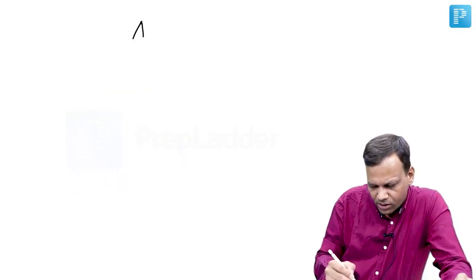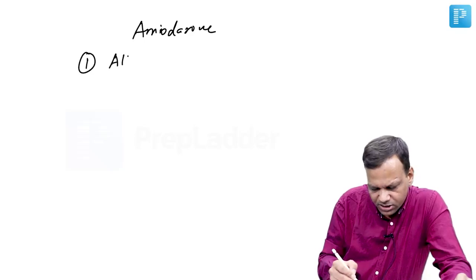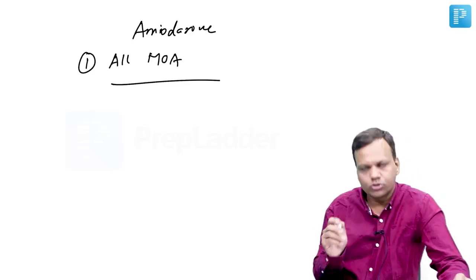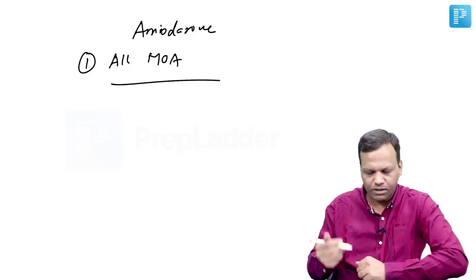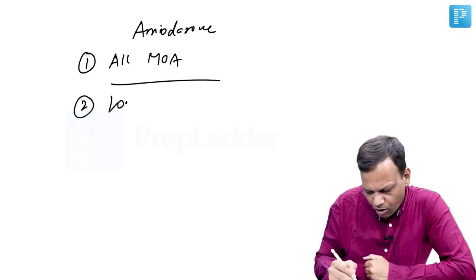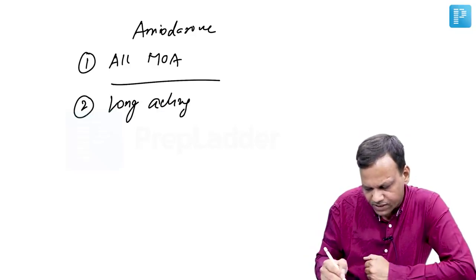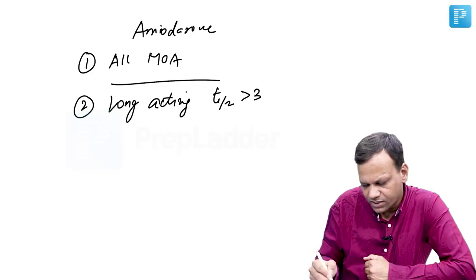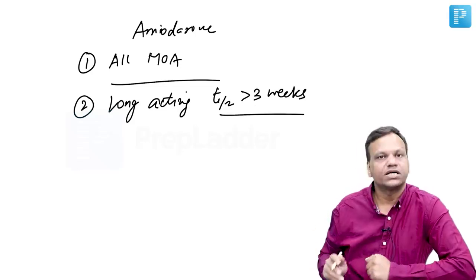The important points about amiodarone to remember: number one, it has all mechanisms of action. That means it is not only a sodium blocker but also a potassium blocker, calcium blocker, and beta blocker. Second, amiodarone is very long acting. Its half-life is more than 3 weeks. Very, very long acting antiarrhythmic drug.